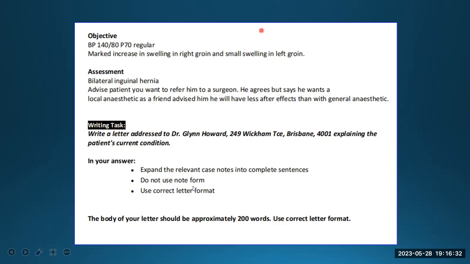And use correct letter format. This is our topic, and I will tell you what the format of the letter is. One more thing: the body of your letter should be approximately 200 words. So these instructions will be the same for all the letters. The relevant thing is that we got our information from here.